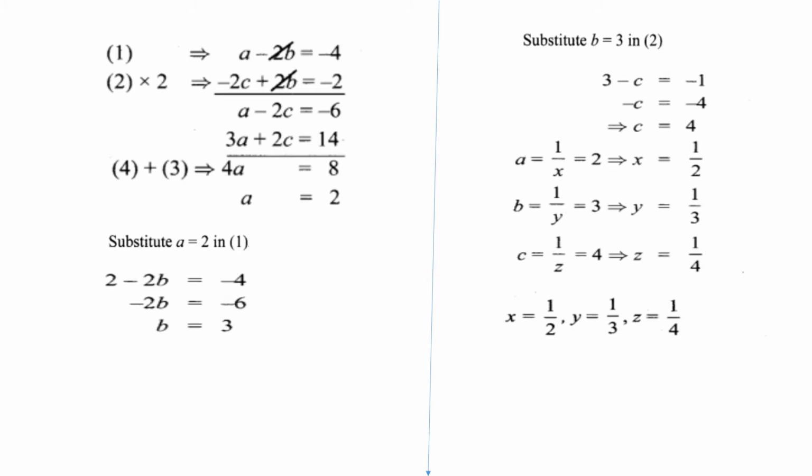First, write the first equation: a minus 2b equal to minus 4. After that, we have to eliminate any one variable, so multiply the second equation by 2. The second equation is b minus c equal to minus 1. If you multiply by 2, you get 2b minus 2c equal to minus 2. For cancellation purposes, I am writing minus 2c plus 2b equal to minus 2.